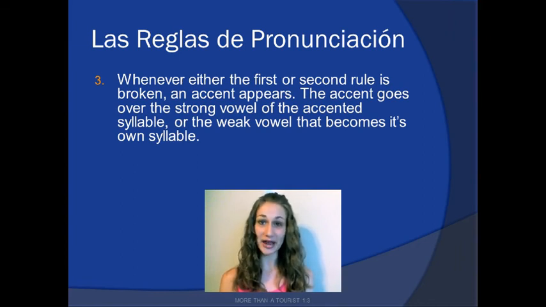So for example, we have the word televisión, which ends in an N. If it ends in an N, we expect the second to last syllable to be stressed. So it would go something like televisión. But the word has evolved where the last syllable gets stressed. So we see the accent over the o, the strong vowel in that syllable, televisión. We also have the word país, where there's an accent mark over the weak vowel i to indicate that it's its own syllable. So we pronounce it país.